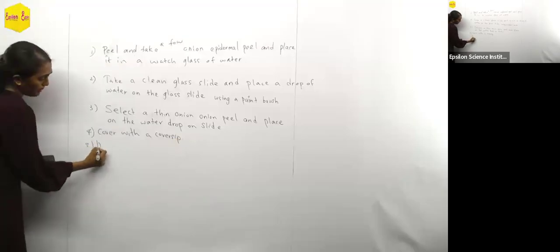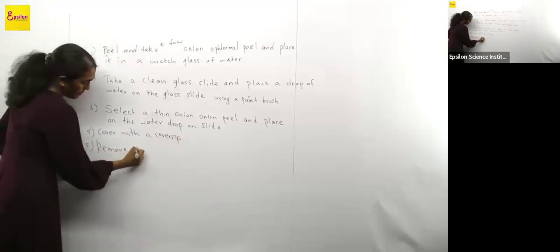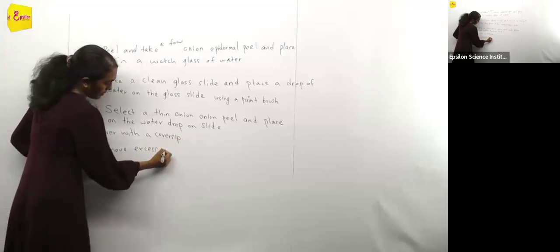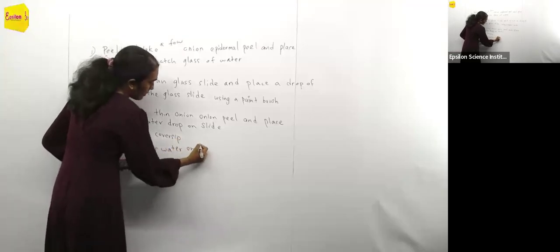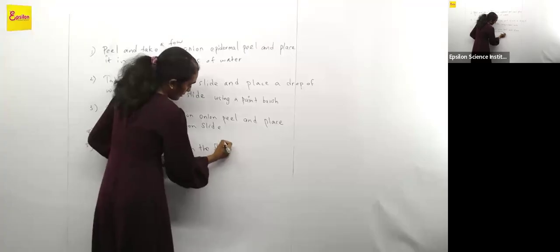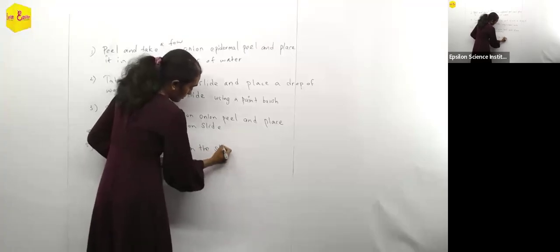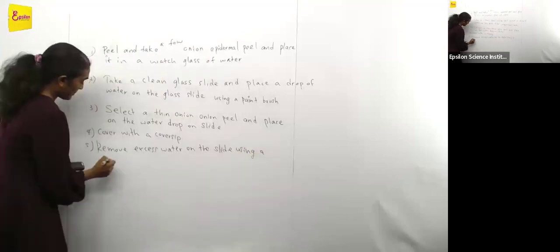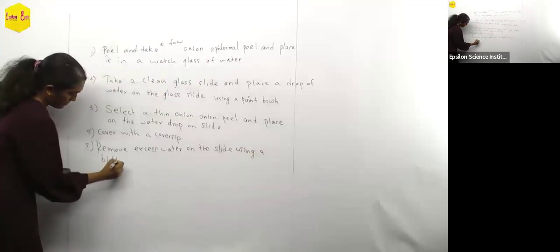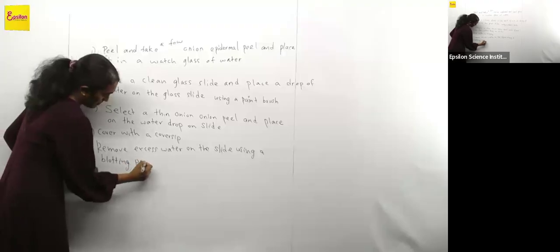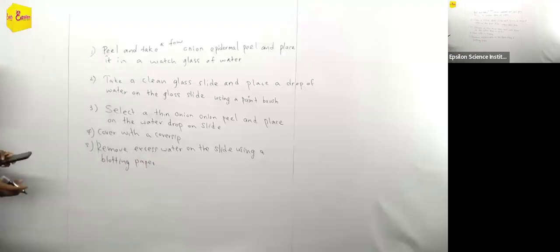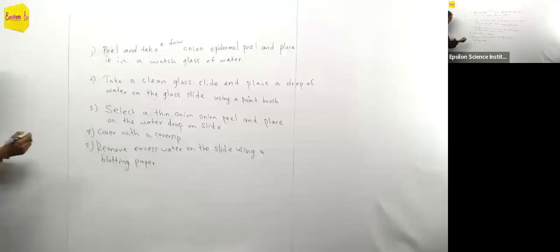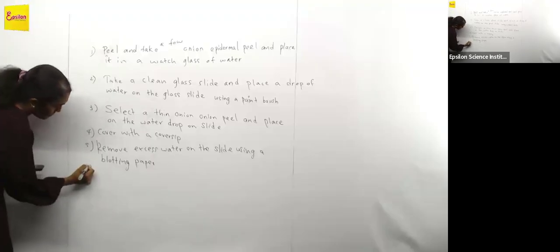Number five, remove excess water on the slide using a blotting paper. Or paper serviette also you may say. And then you are asked to use the microscope also. That step also, those steps also you have to mention.